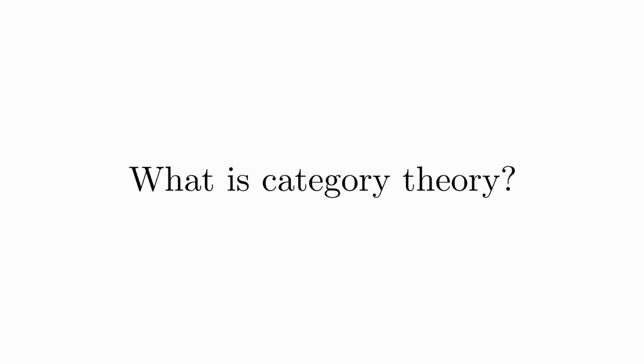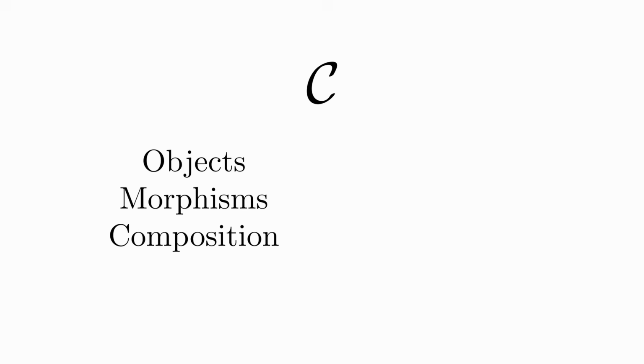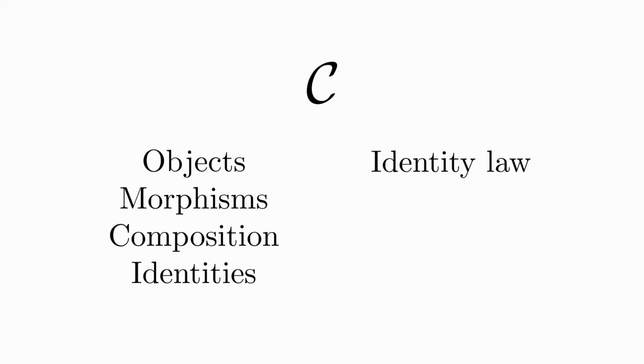Speaking of which, if we're about to talk about category theory, we need to know what a category is. Let's meet the definition that's responsible for all of this. A category, which we might name curly C, consists of 4 things: objects, morphisms, composition, and identities, subject to 2 requirements: the identity and associativity laws. Let's look at each of these in turn.